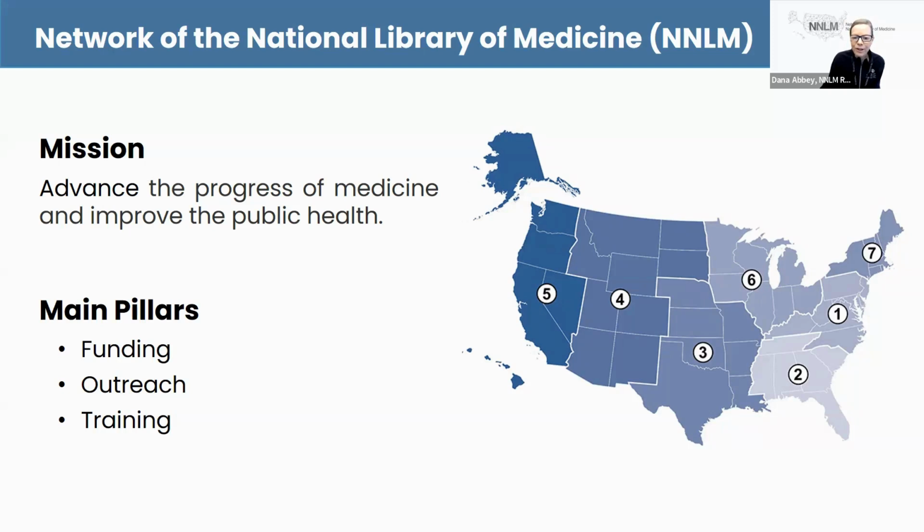And the NNLM is the outreach arm of the National Library of Medicine. Our guiding mission is to provide equal access to biomedical information and improve an individual's access to information to enable them to make informed decisions about their health. We collaborate with various organizations like public and academic libraries, schools, hospitals, public health departments, and community-based organizations. And we have 3 main pillars that drive the work that we do: to provide funding to organizations, conduct outreach, and offer training like today's webinar.